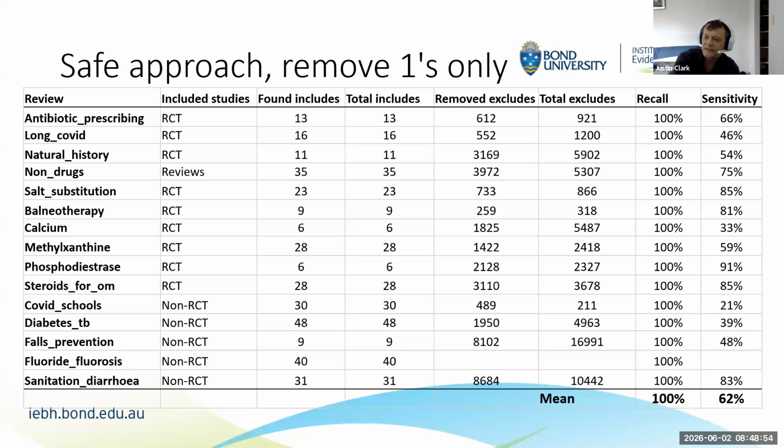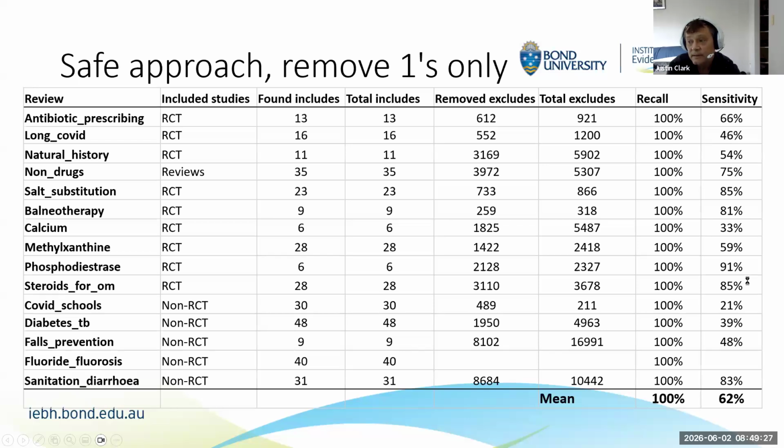Sensitivity, which should be specificity, is how many of the excluded or ineligible studies were correctly excluded by the MechaScreener. So basically that's workload saving, screening workload saving for each of these different reviews. It ranges: for COVID for schools, we still included everything, there was only a 20% workload saving, but for some of them, balneotherapy, for instance, there's an 81% workload saving.